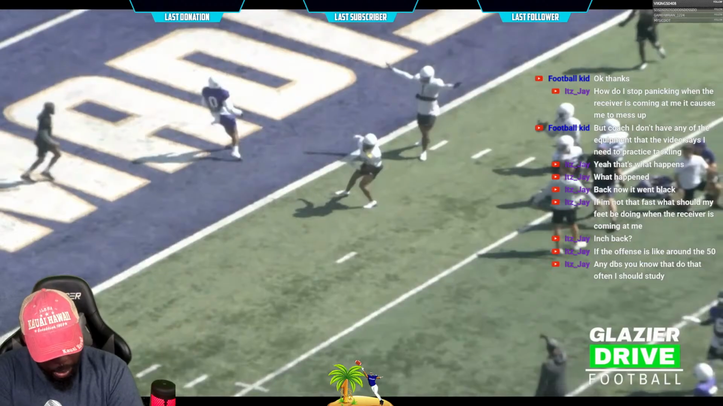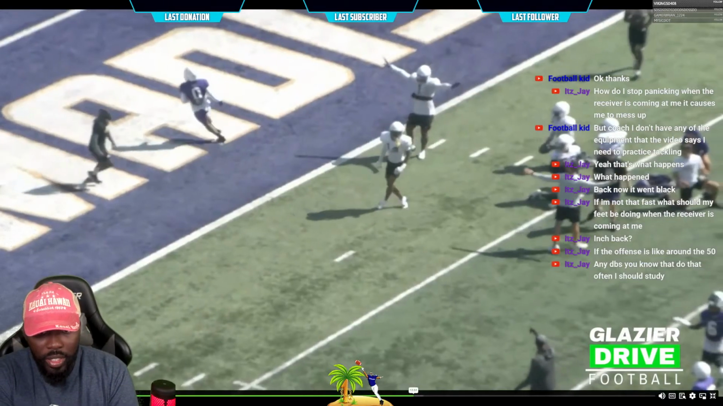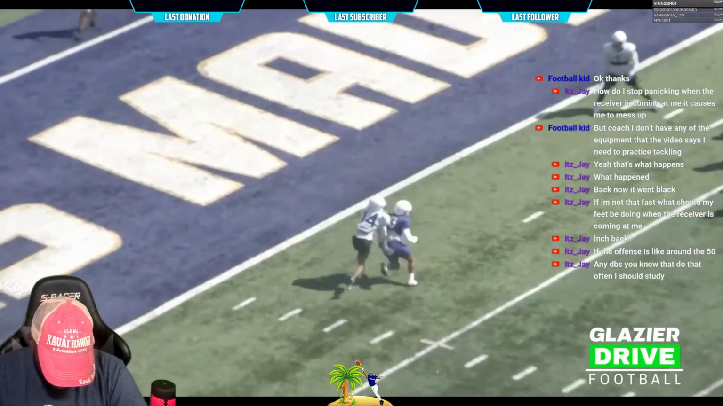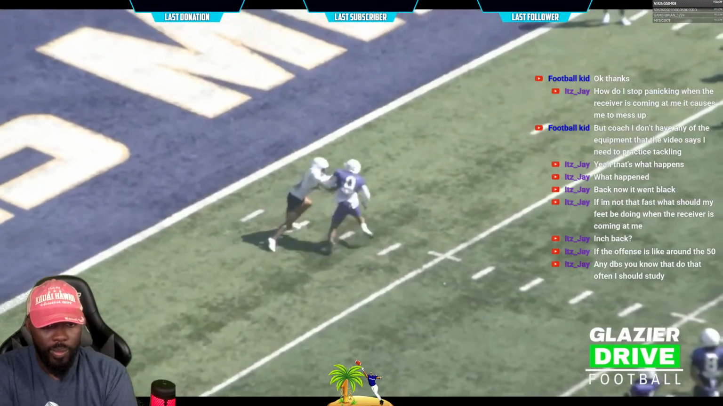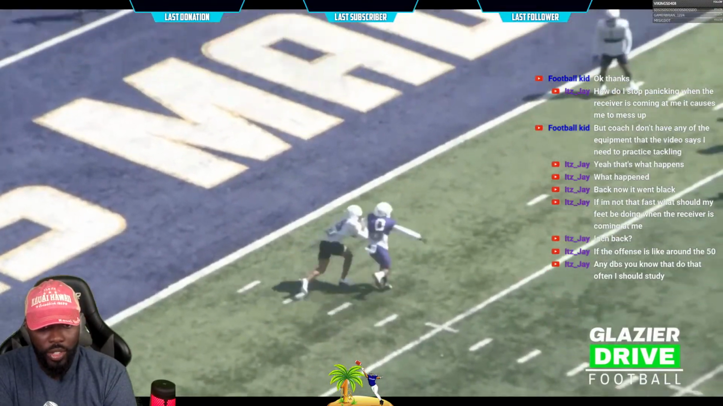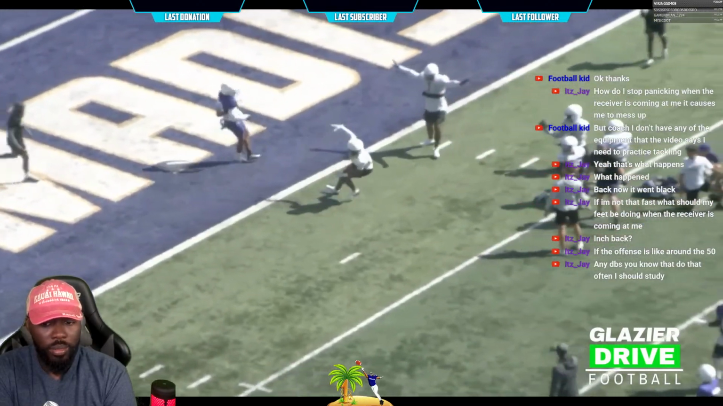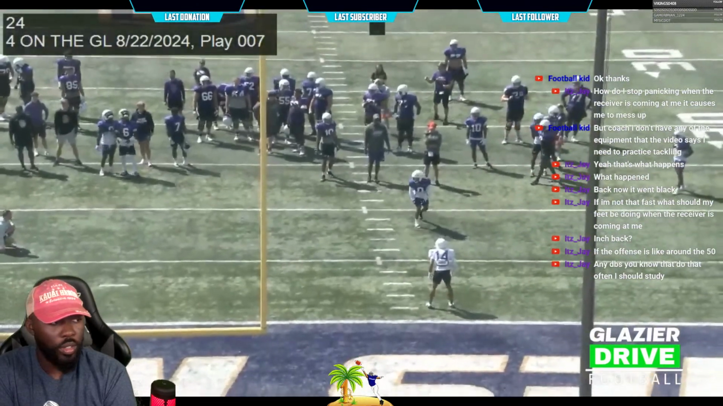Asante Samuel got a couple of good reps of catch technique. Disrupt the release, that's a good rep. Attached, a good rep. Compete through the break, that's a good rep. That's what we want all day long.